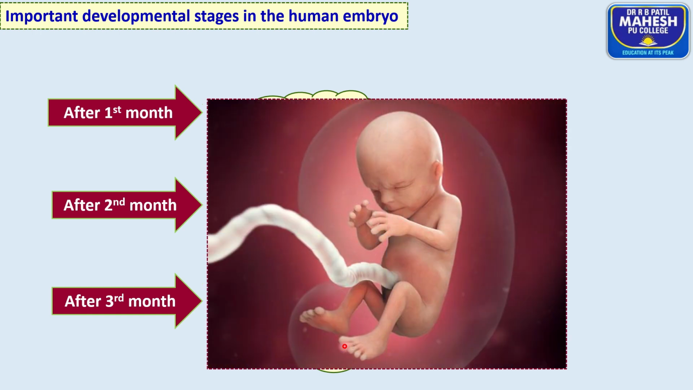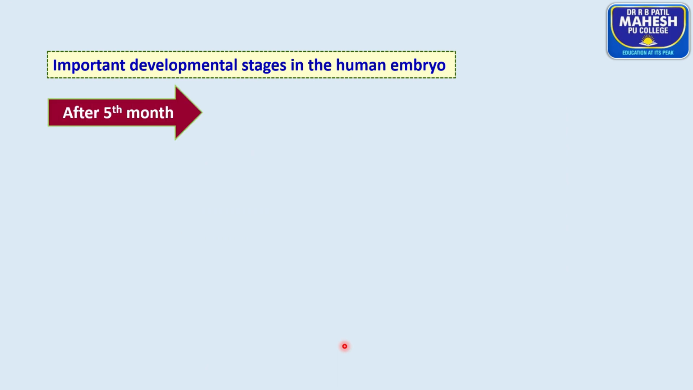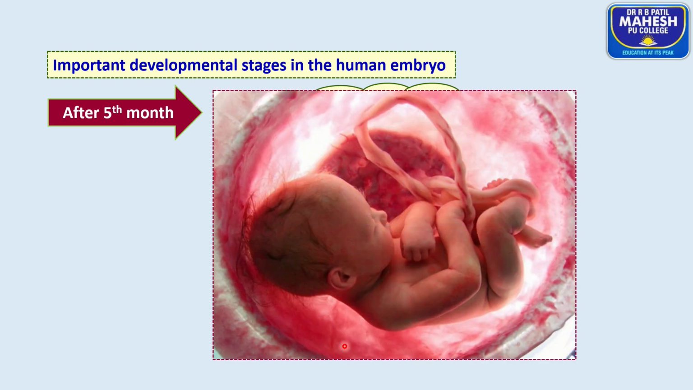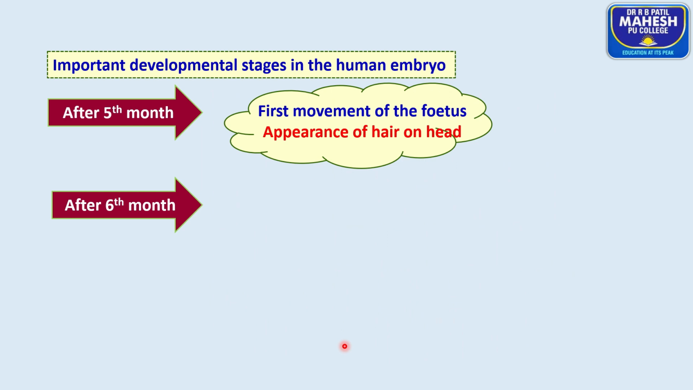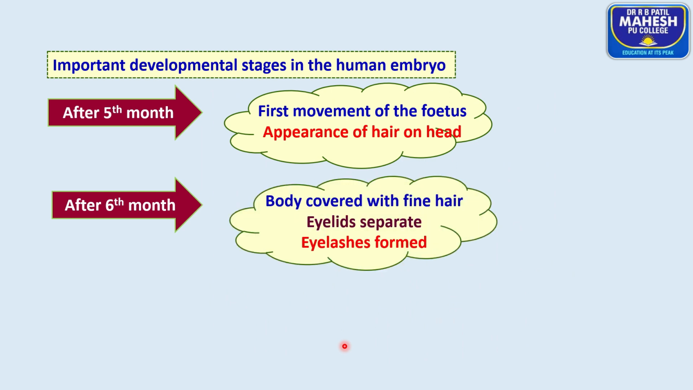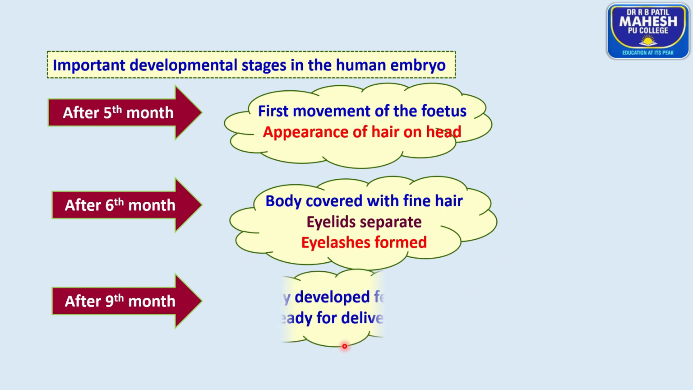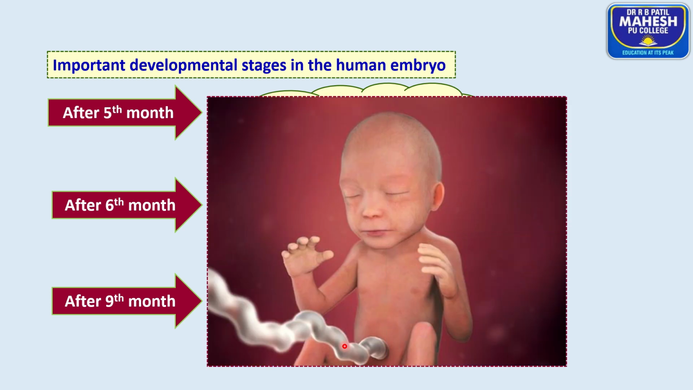By the end of the fifth month of pregnancy, the first movement of the fetus appears, and hair appears on the head. By the end of six months of pregnancy, the body is covered with fine hair, the eyelids are separate, and eyelashes are formed. By the end of the ninth month of pregnancy, the fully developed fetus is ready for delivery by the process called parturition.